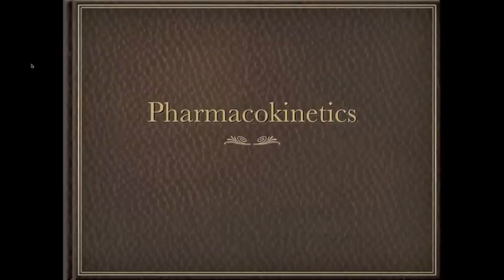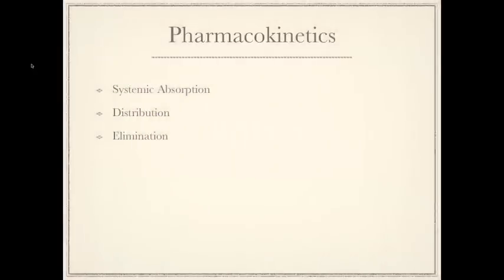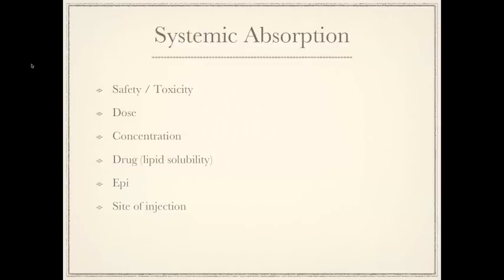So the pharmacokinetics of local anesthetics, 3 main points to keep in mind: the systemic absorption, distribution, and elimination. So for systemic absorption, we want to give enough local anesthetic so that we can safely achieve our block without having too much absorbed that we have plasma levels that are toxic. So the dose of local that you use can affect your absorption.